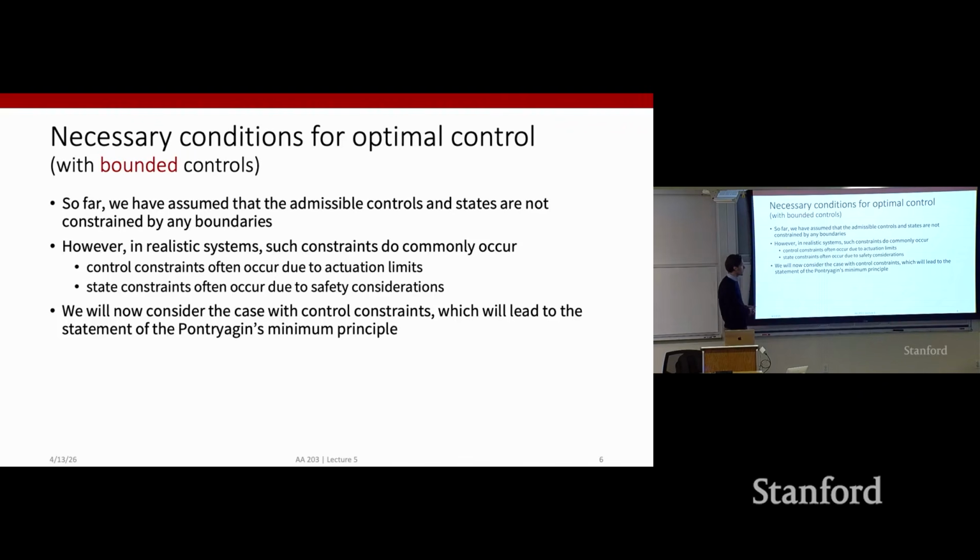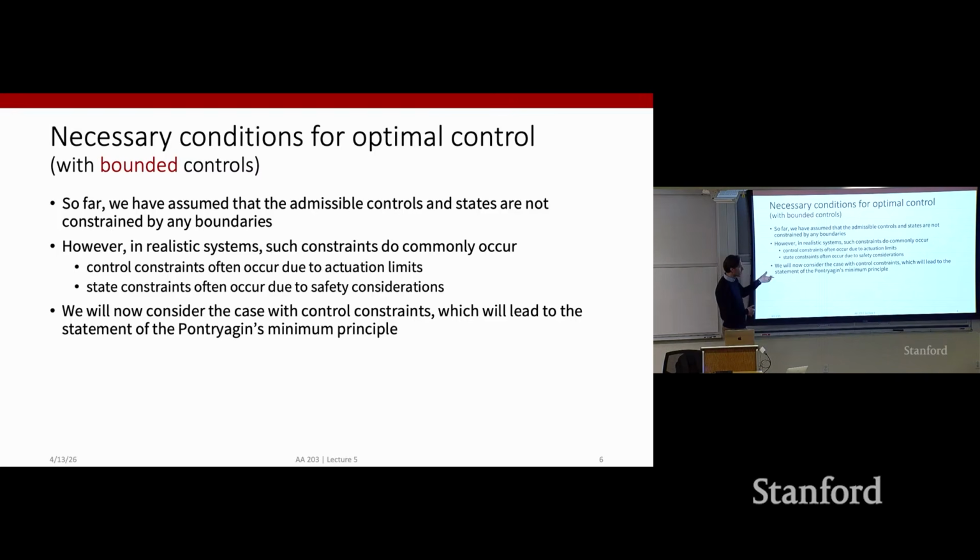And indeed, as I mentioned before, so far we have assumed that both the admissible controls and states are not constrained by any boundaries. But in reality, state and control constraints are actually extremely common in practice. For example, a classical control constraint might model that we have some limits in our actuation. Again, we cannot impose a thrust that is infinitely large. And state constraints might also be quite common. Just to give you an idea, a classical state constraint might represent obstacle avoidance, where we want to avoid some kind of obstacle in the physical space.